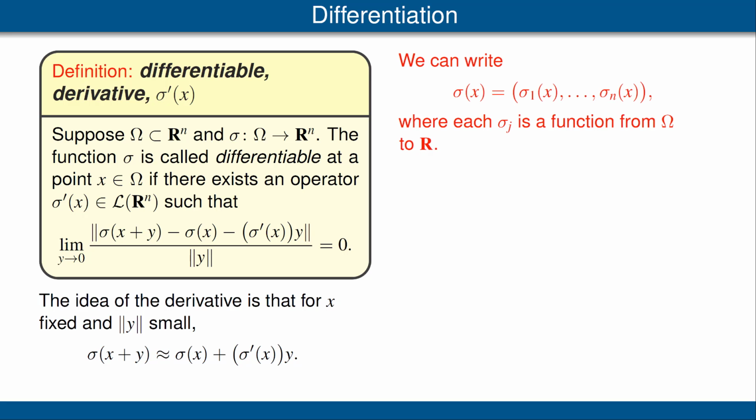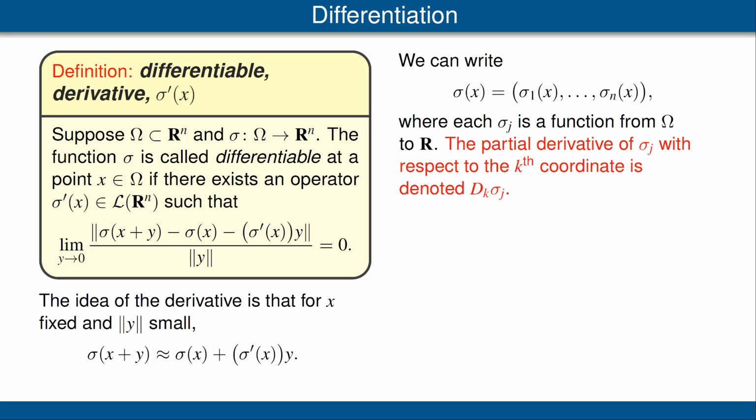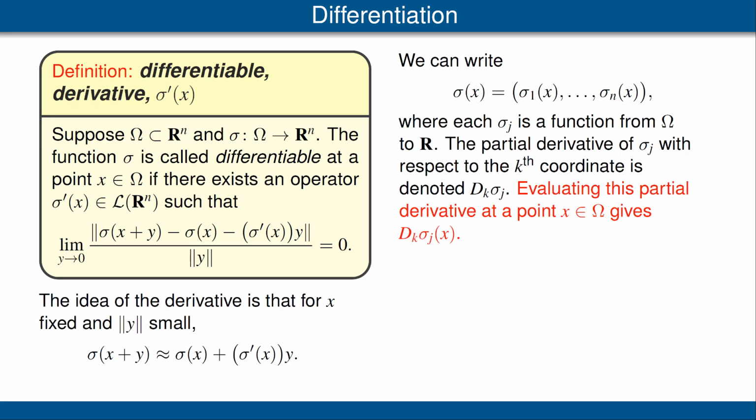Let's return to the situation where omega is a subset of Rn and sigma is a function from omega to Rn. For each x, we can write sigma of x as sigma 1 of x up to sigma n of x. Here, each sigma sub j is a function from omega to R. The partial derivative of sigma sub j with respect to the kth coordinate is denoted d sub k of sigma sub j. Evaluating this partial derivative at a point x in omega gives the notation d sub k sigma sub j applied to x.